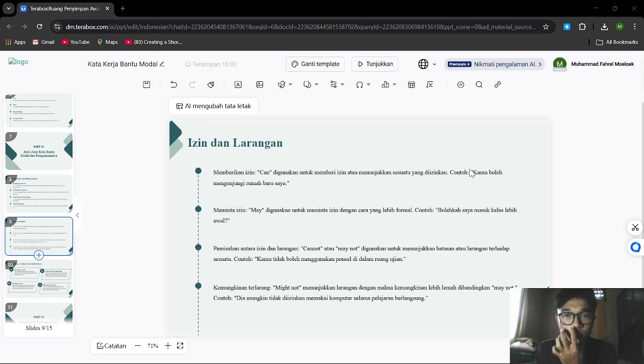Next, let's talk about permission and prohibition. To give permission, we can use can, like you can visit my new house. To ask for permission more formally, we use may. May I enter the class earlier? When it comes to stopping someone from doing something, we use cannot or may not for strict prohibition. If the restriction is less certain or weaker, we use might not.